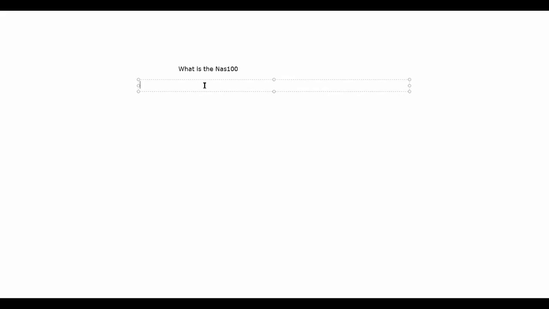So let me just say this is an index that measures the performance of the top 103 securities outside of the financial sector. And these are mostly tech companies.